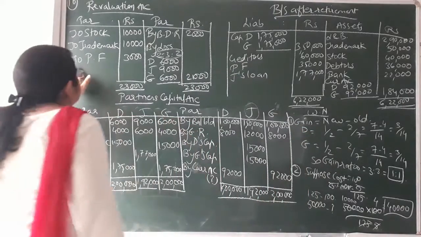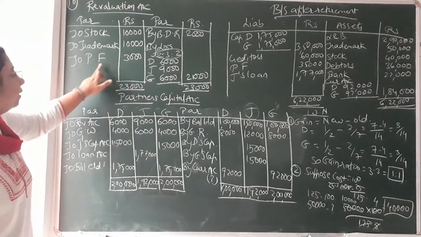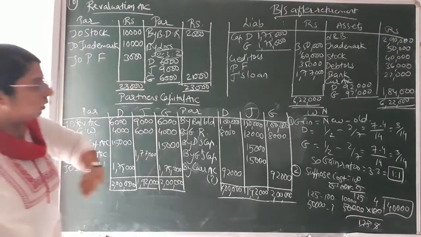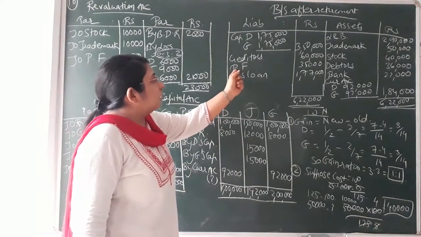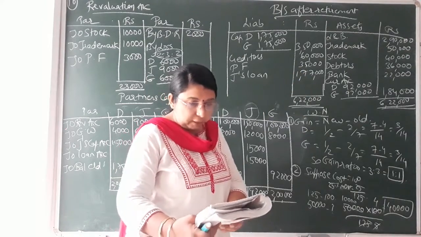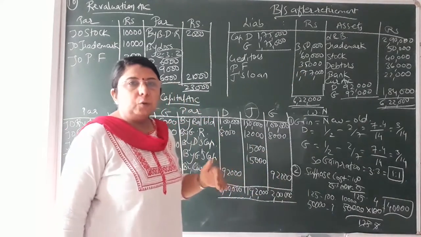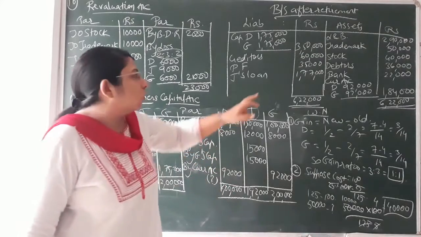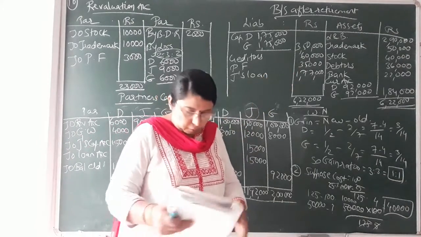So that will be recorded on the debit side of the revaluation account. You can see on the debit side of the revaluation account that I have written to PF, that is rupees 3,000. And on the new balance sheet after the retirement, the new value will be written, that is rupees 35,000, because now instead of 32,000, the new value of provident fund we have to record is rupees 35,000.